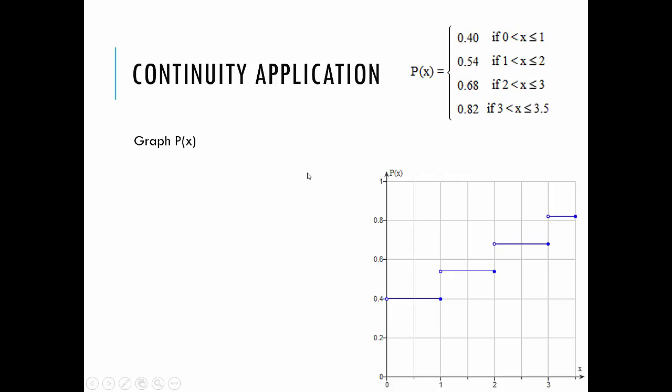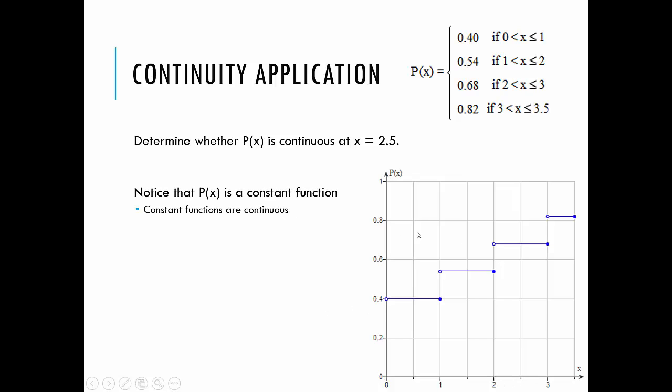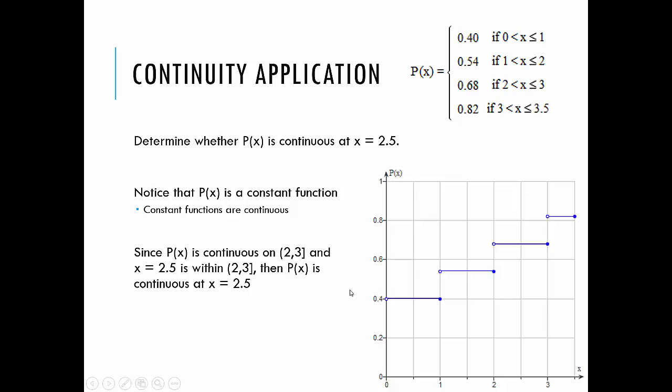And now we can ask some questions, such as, is this function continuous at 2.5? Well, if you notice, because this is constant, and if I look where 2.5 is, I don't see a hole there, but again, constant functions are continuous. So since P of x is continuous from 2 to 3, not including 2, the open circle, and x is in that interval, then of course it would be continuous at 2.5.